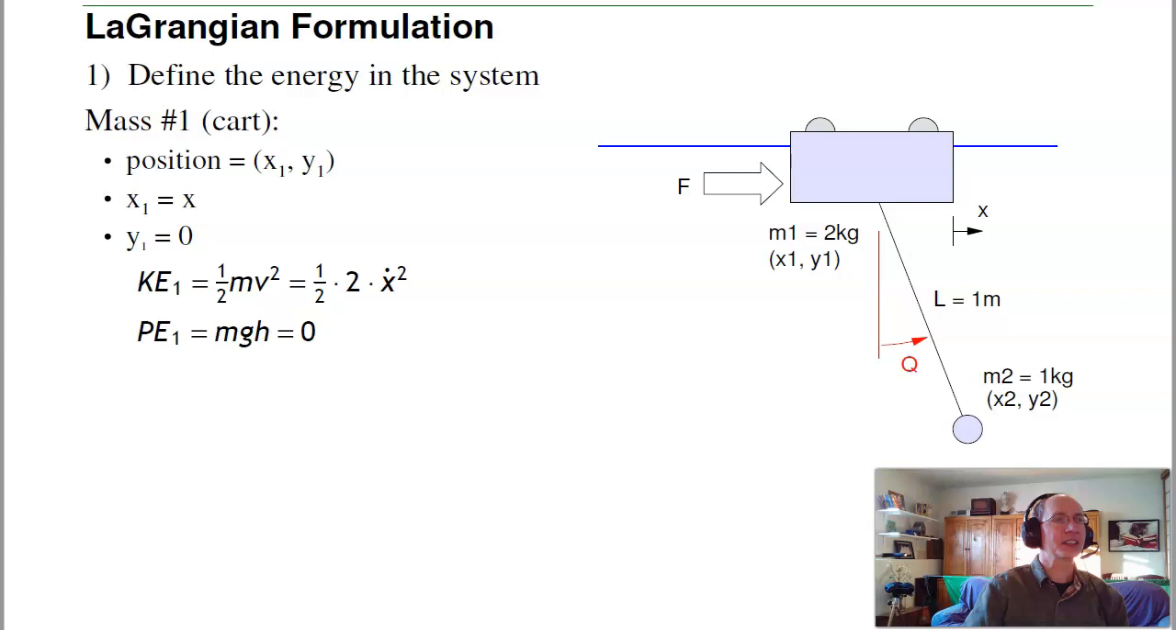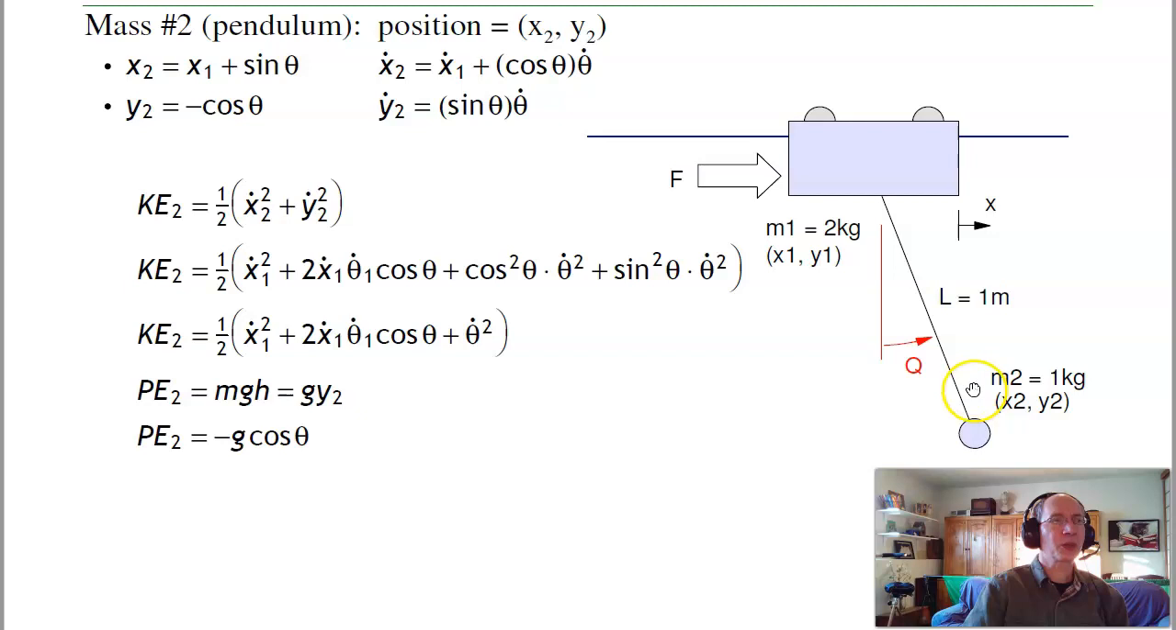The second mass down here, its x-coordinate is the position of the cart plus sine theta. The y-coordinate is 0 minus cosine theta. If I take the derivative then, x2 dot is, by the chain rule, x1 dot plus the derivative of sine, which is cosine theta, theta dot. That's the partial with respect to theta times the partial of theta with respect to t. The derivative y2 dot: the derivative of cosine is minus sine, you get a double negative, sine theta, theta dot. Again, you've got the chain rule, partial with respect to theta, partial of theta with respect to t.